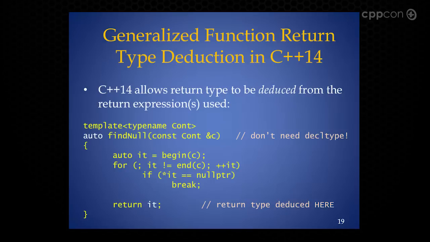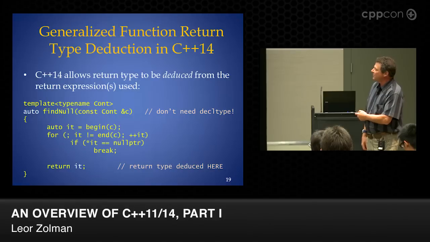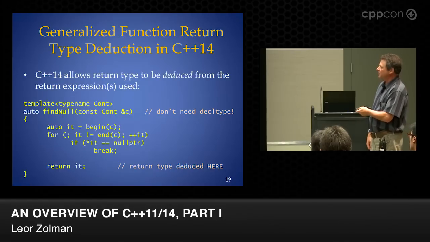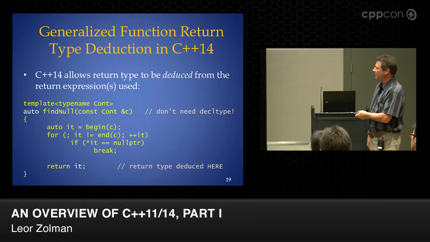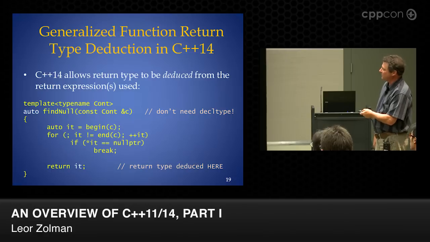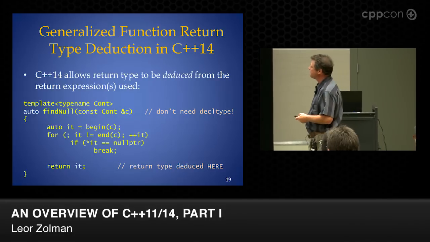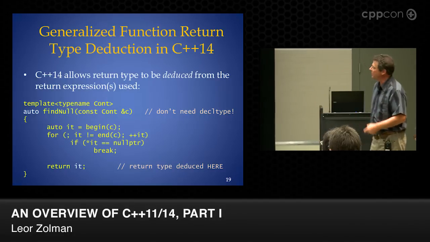C++14, as Scott talked about earlier, adds function return type deduction, and that allows us to simplify this a little bit more. We can just say auto and then return whatever, and the compiler figures out what the type is and plugs it in there for you. So that's C++14 only.